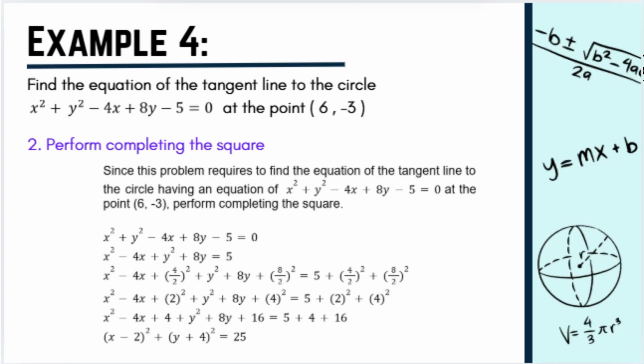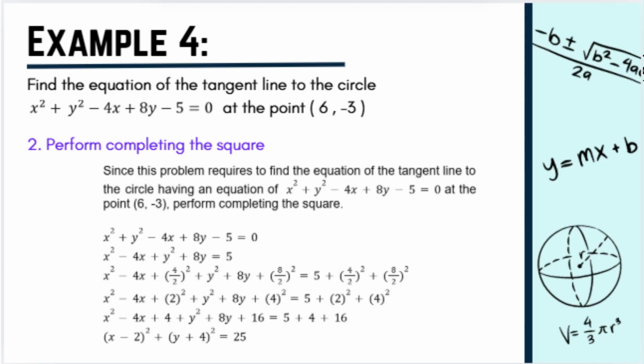Now in step 2, we will perform the completing the square. We have x squared plus y squared minus 4x plus 8y minus 5 equals 0. First, we will add 5 to both sides. Now we will have x squared minus 4x plus y squared plus 8y is equal to 5. Notice that the equation was rearranged according to x terms and y terms, which is x squared minus 4x plus y squared plus 8y for the left hand side.